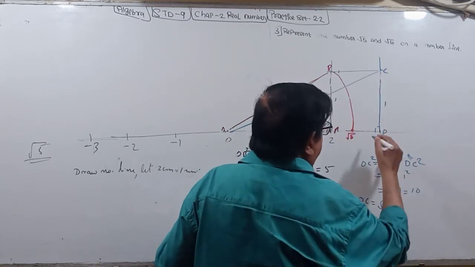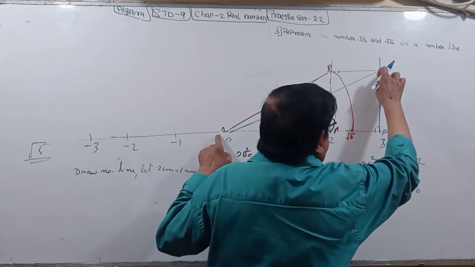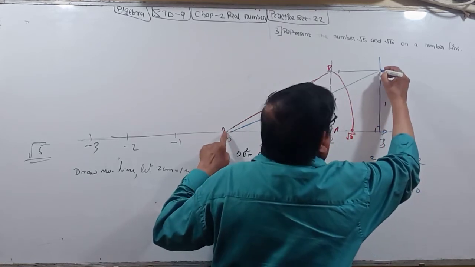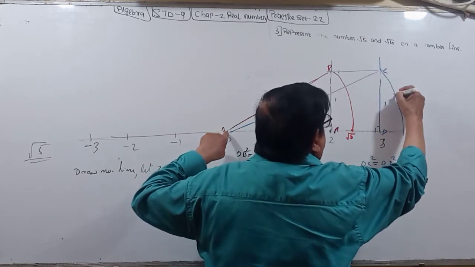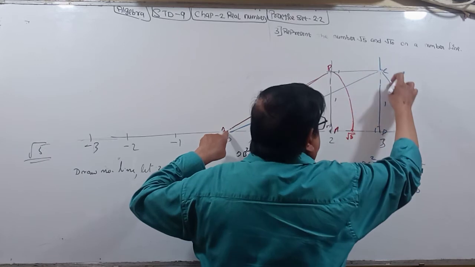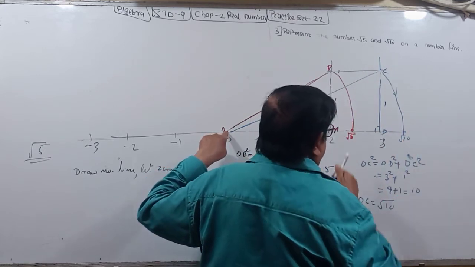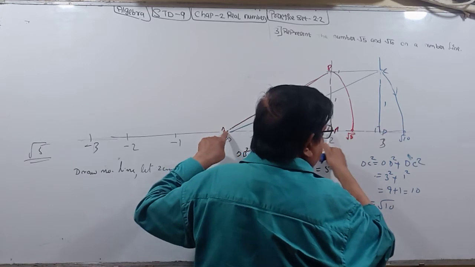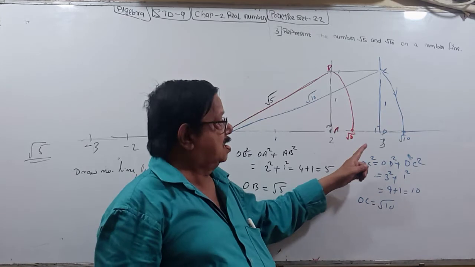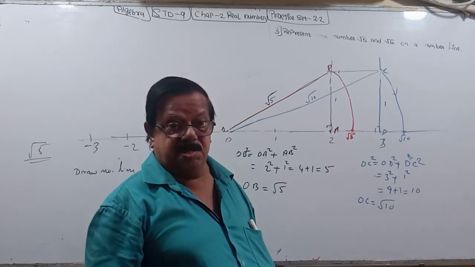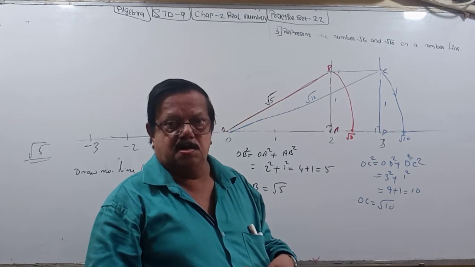Now we have to do this on the number line. Take this distance and mark it here. To do that, take a compass and rounder, take this distance and bring it here. This is root 10. This is root 5 on the number line. This is root 10 on the number line. Like that we can show any irrational number. For root 17 you can start from 4, right? Fine.